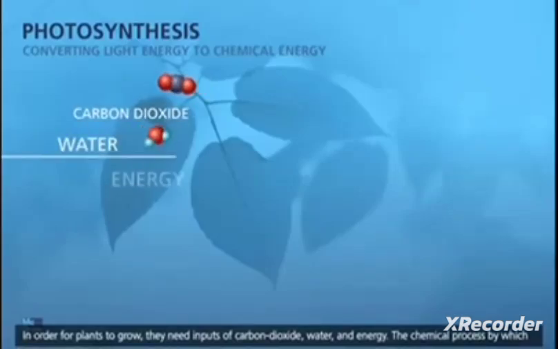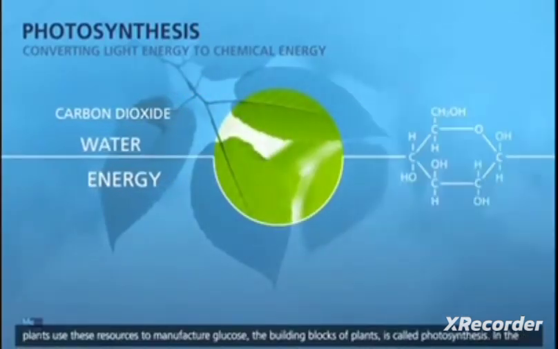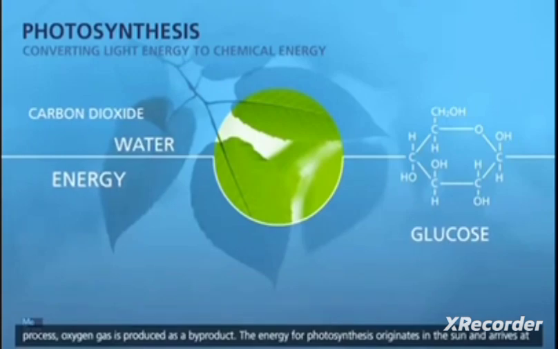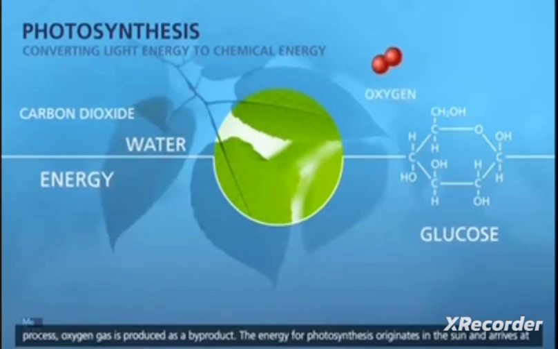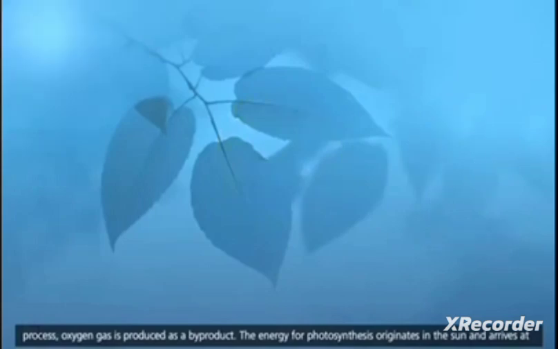Water, and energy. The chemical process by which plants use these resources to manufacture glucose, the building blocks of plants, is called photosynthesis. In the process, oxygen gas is produced as a byproduct. The energy for photosynthesis originates in the sun and arrives at the earth as sunlight.